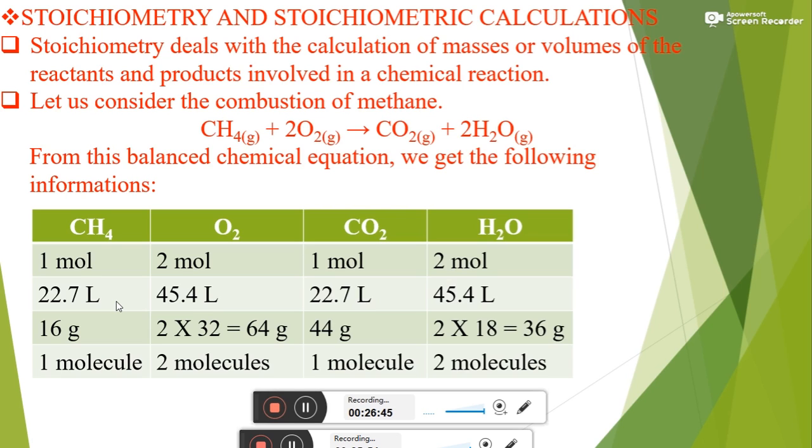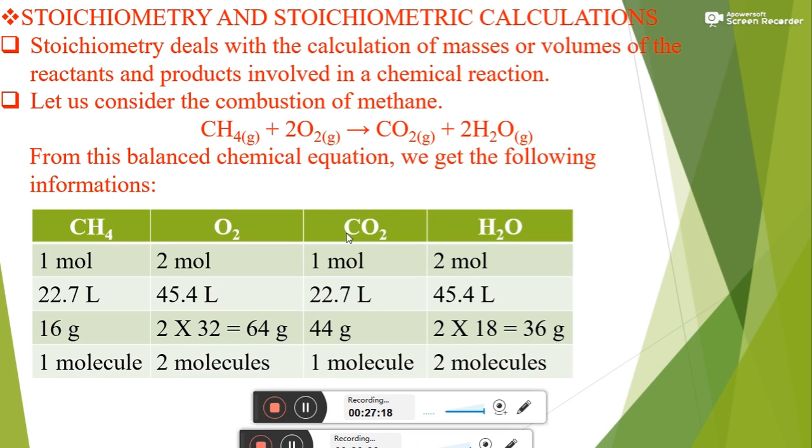Thereafter, if we talk about the mass, then the mass of methane is, for carbon it is 12, and for 4 hydrogen it is 4. So 12 plus 4 is 16, so 16 gram of methane. Now O2 is there. For a single oxygen it is 16, so for two oxygens it is 32. So 32 into the number of moles of oxygen, which is 2. So 32 into 2 is equal to 64 gram.